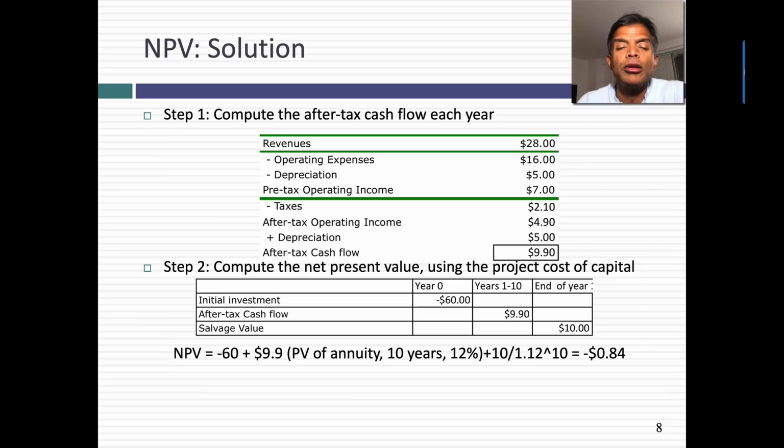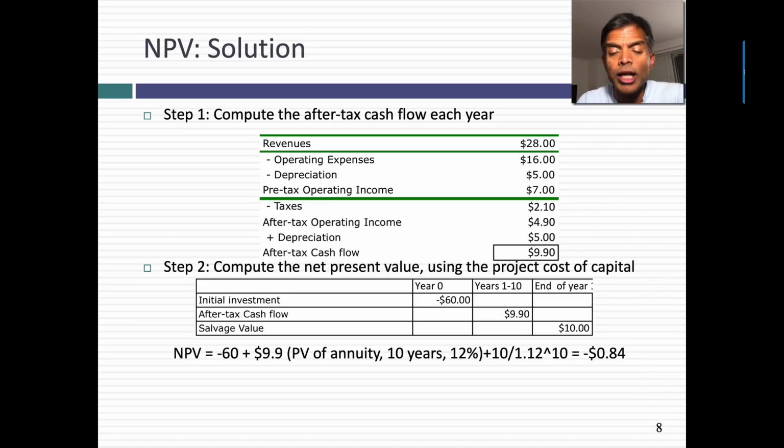So here's the first thing I do. I redo the income statement and try to compute an after-tax cash flow to the firm. So I start with revenues. I subtract operating expenses and depreciation just like I did before. But now I apply a tax rate directly on the operating income. I know you have interest expenses, but act like you don't. You come up with an after-tax operating income. You add back the depreciation. You've got your cash flows every year of 9.9 million.